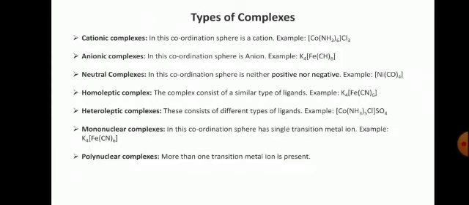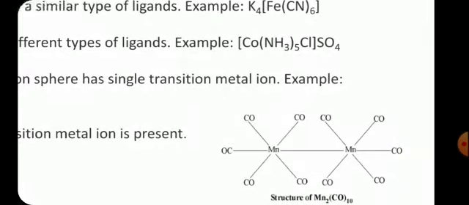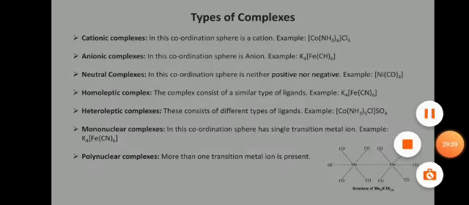Further, we can say the complexes can be classified as mononuclear and polynuclear. In mononuclear, there will be only one central metal atom, while in polynuclear there will be 2 or more central metal atoms. As you can see over here, you have 2 manganese, and there are 5 carbonyl groups attached to each manganese. So these are the types of complexes: cationic, anionic, neutral, homoleptic, heteroleptic, mononuclear and polynuclear.